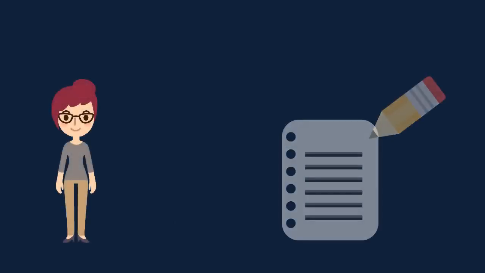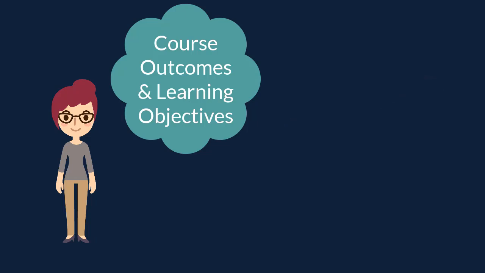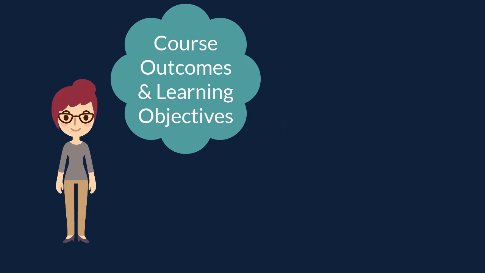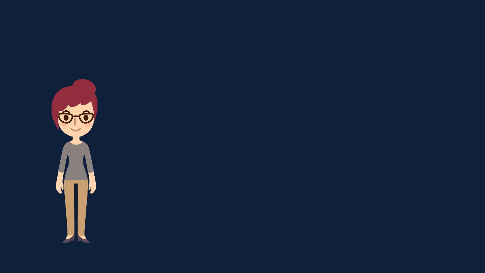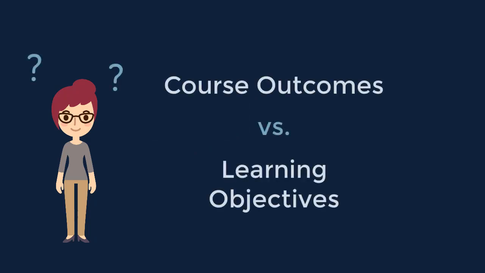In this video, we'll talk about writing effective course outcomes and learning objectives. These learning goals are the foundation of a well-aligned course. If they are well written, course outcomes and module objectives should clearly communicate how students can be successful in your course. Let's start by diving into the difference between course outcomes and module learning objectives.